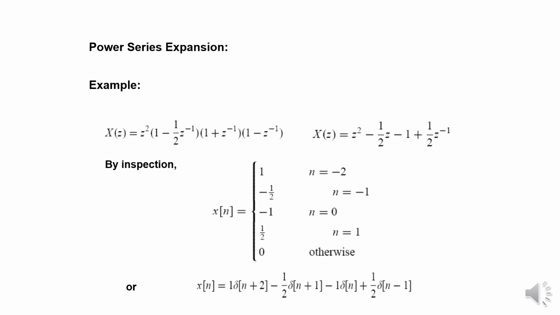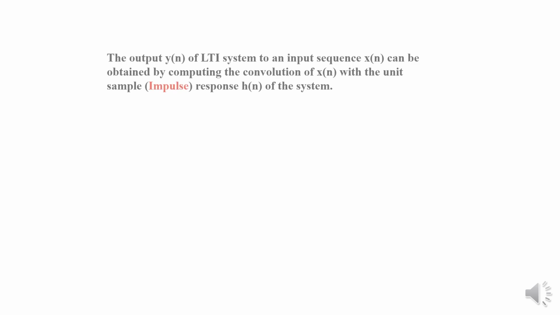Okay. We have finished inverse Z transform, right? Then we'll move on to the transfer function. When xn is the input and yn is the output, you can write yn equals hn convolved with xn, where hn is the impulse response of the system.